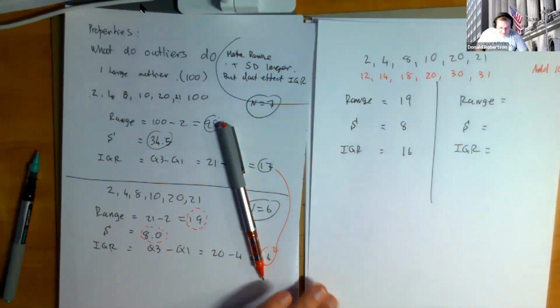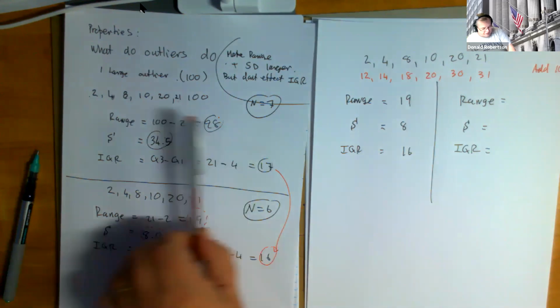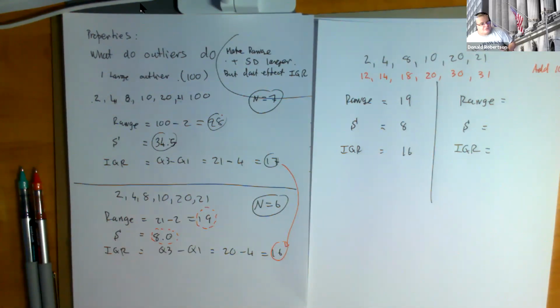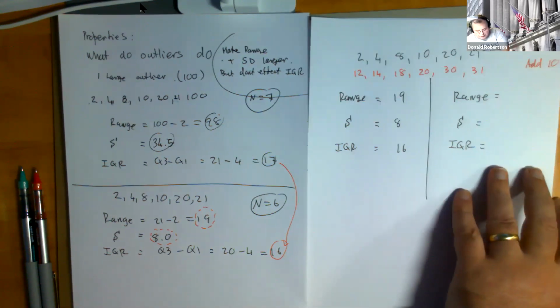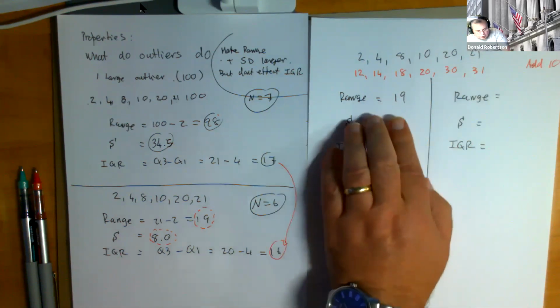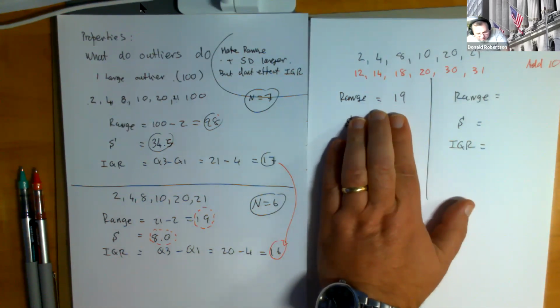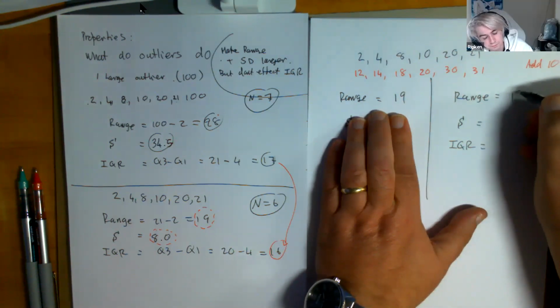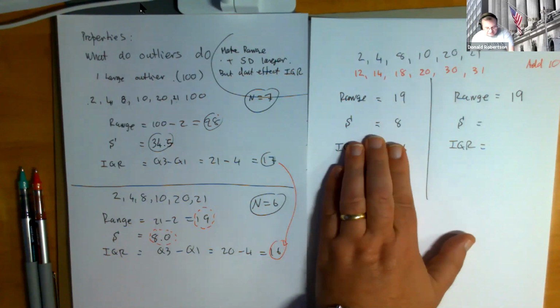I could do the calculations, but I'm not going to. I'm going to use a fact that I already know what the answer is going to be because this is a property. If you add 10 to all the numbers, will the range get bigger, smaller, or stay the same? That's your three choices. Stay the same. Correct. Will the standard deviation get bigger, smaller, or stay the same?